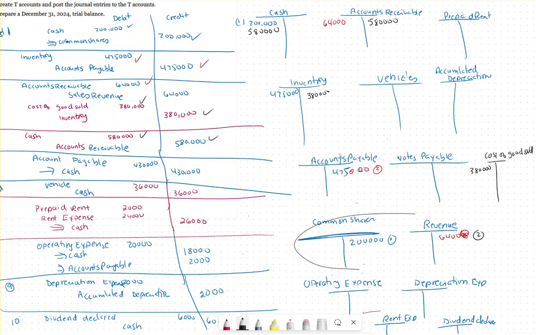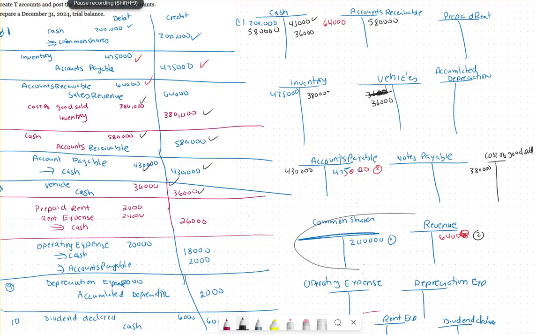Accounts payable is a debit. If it's a debit, I need to put it on the debit side. So 430,000. We paid cash, 430,000, and that is done. We bought a vehicle for 36,000, and we paid cash. So debit is 36,000, and credit will be my cash for 36,000. I'm just going to do it here. I'm not going to try to erase it.